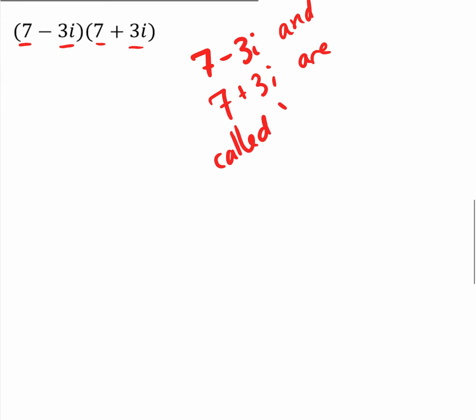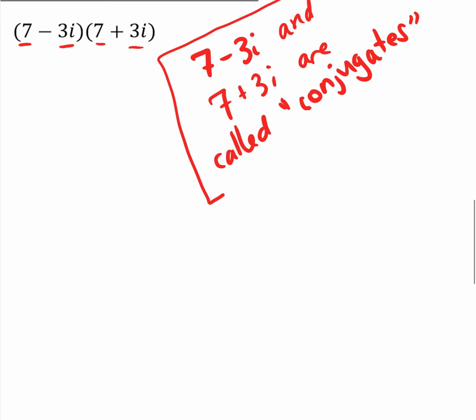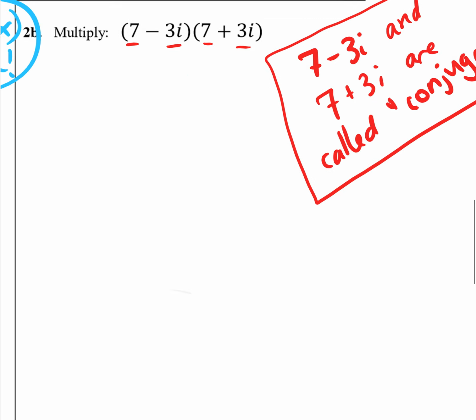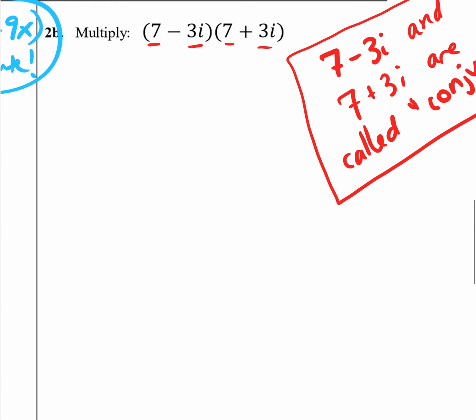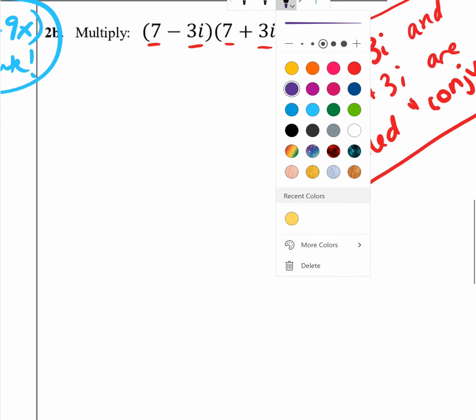Conjugates. Hopefully you can read my handwriting okay. Just conjugates. If you ever see two terms like these, a 7 and a 3i, written once with a minus and once with a plus, then that's their special relationship with each other. They're not exactly the same, they just differ by the sign between them. One has a minus, one has a plus. And after we multiply these out, I think we'll see why they have such a special relationship.